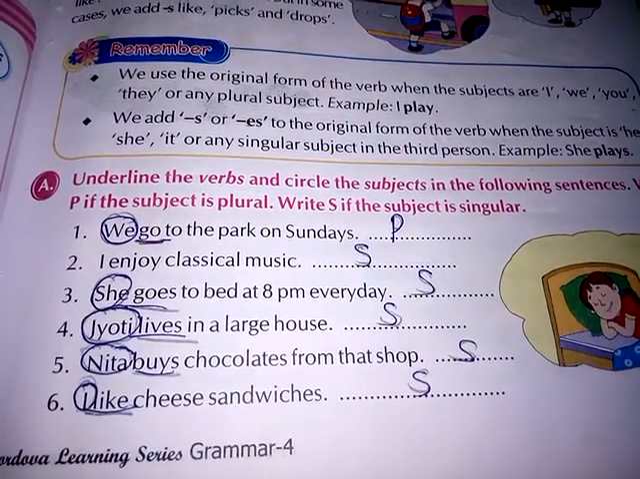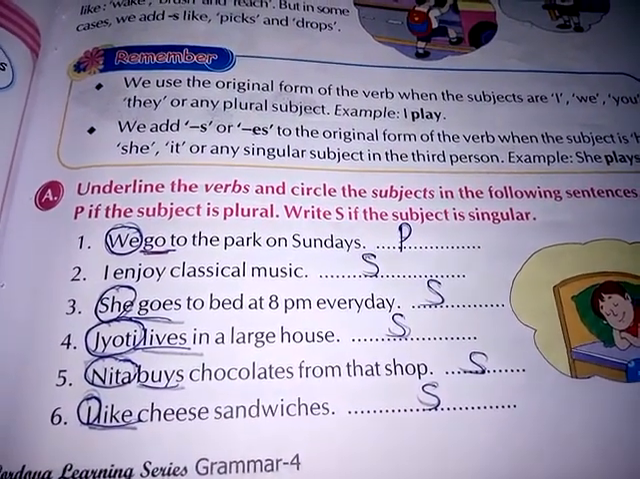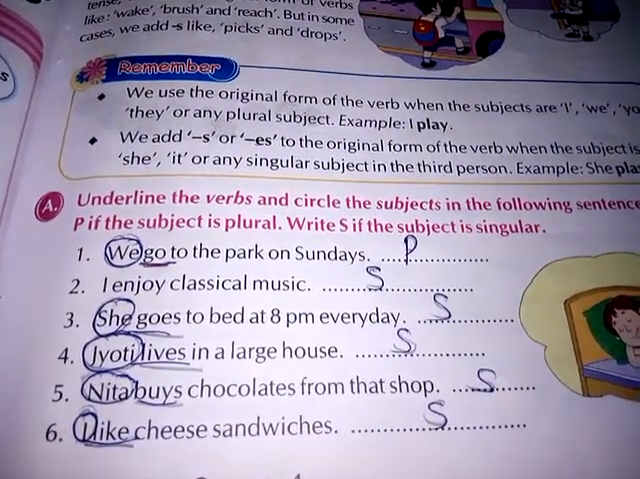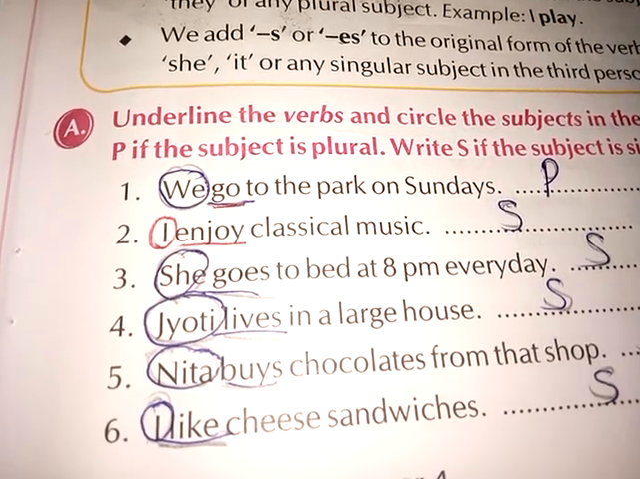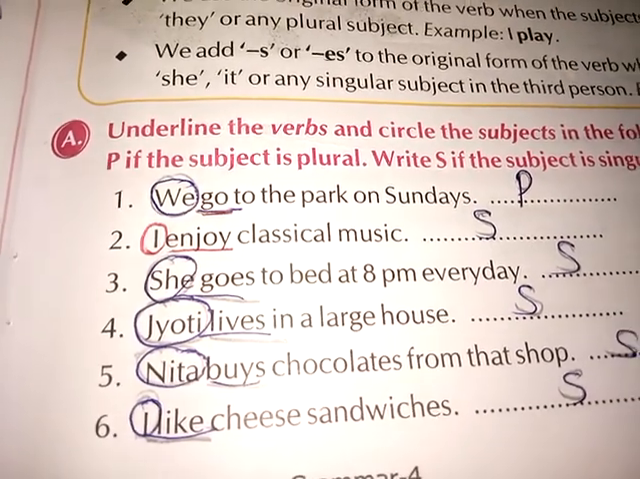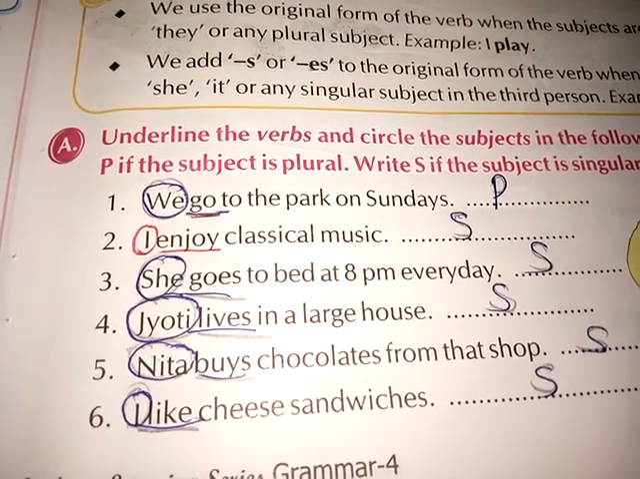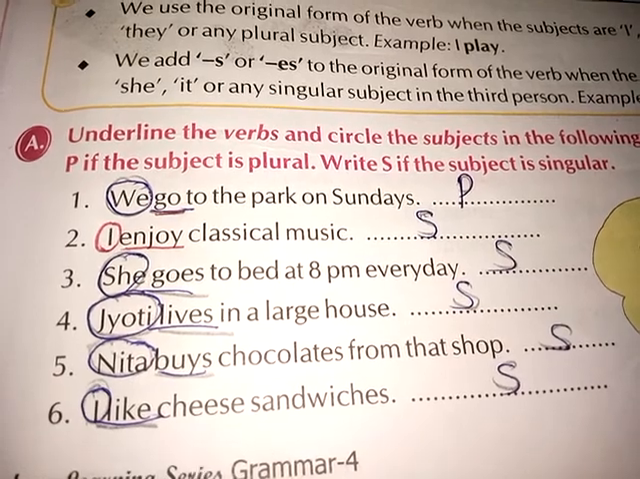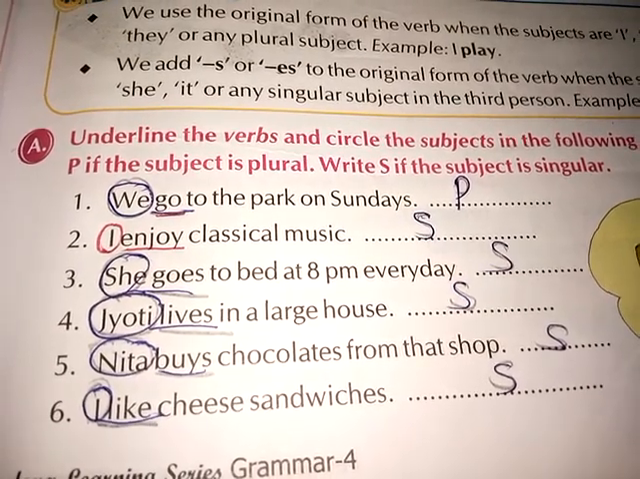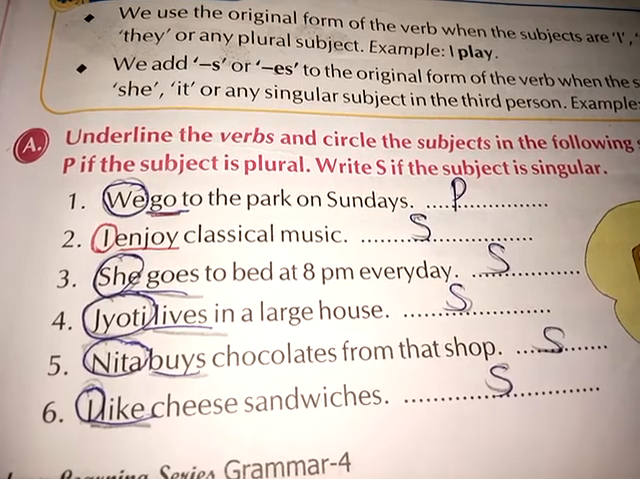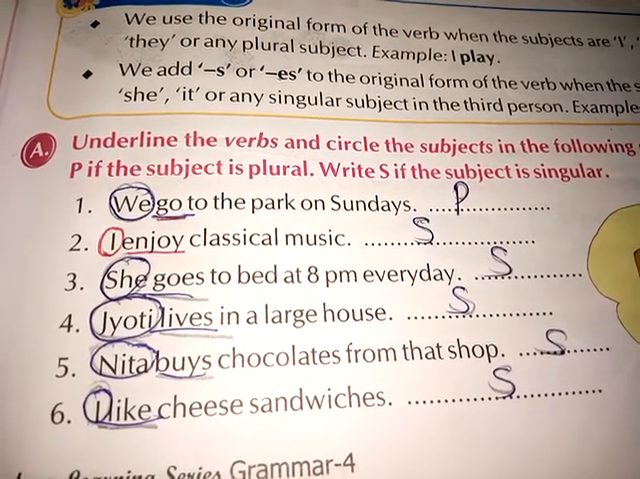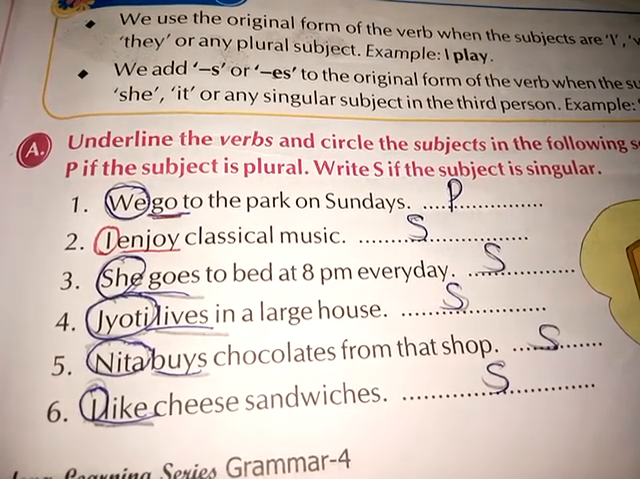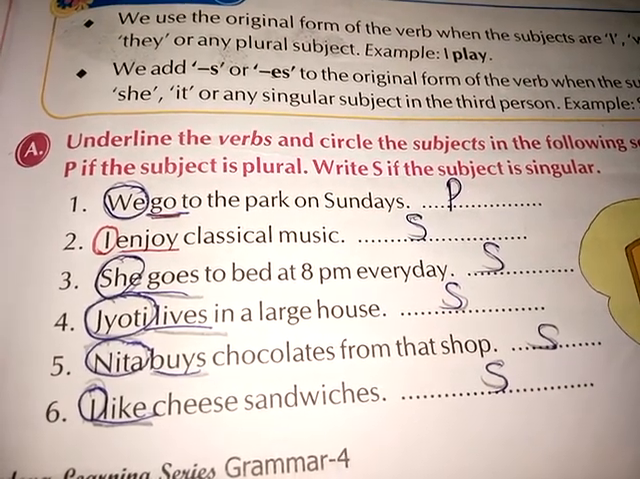Second number, I enjoy classical music. We have to circle I and underline enjoy, and in the space we have to write down s. Why? Because the subject is singular. Third number, she goes to bed at 8 p.m. every day. We have to circle she and underline goes, and in the space write down s. Fourth number, Jyoti lives in a large house.